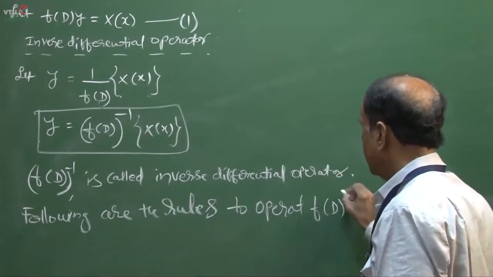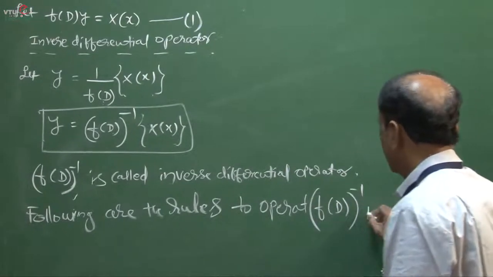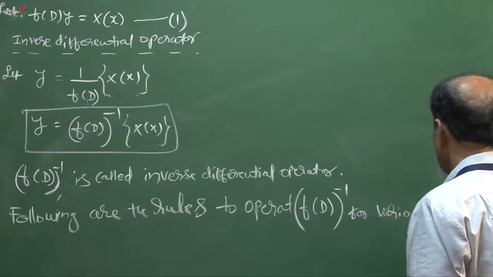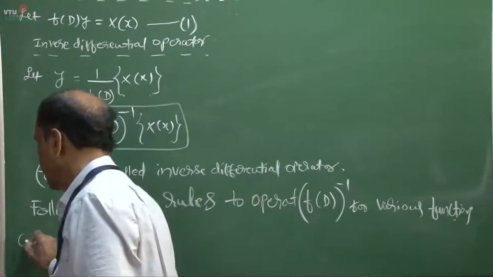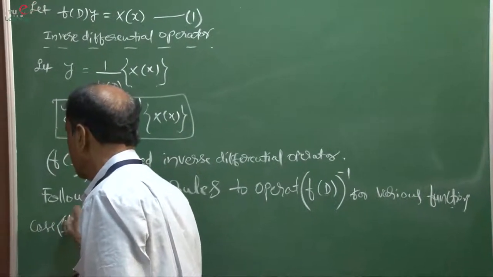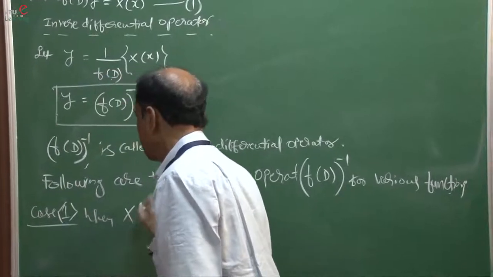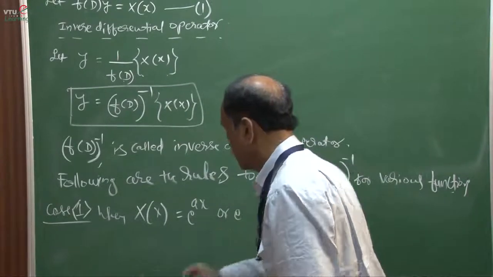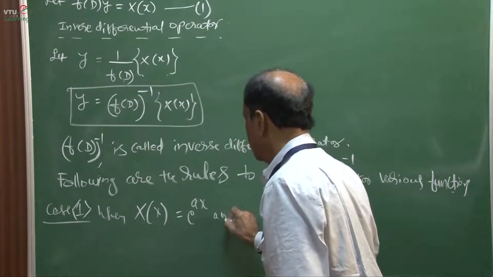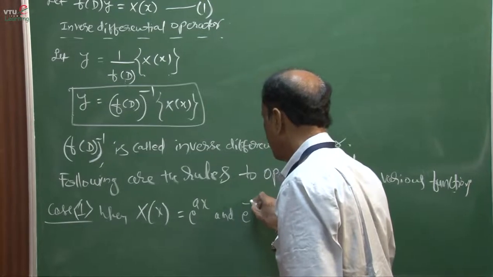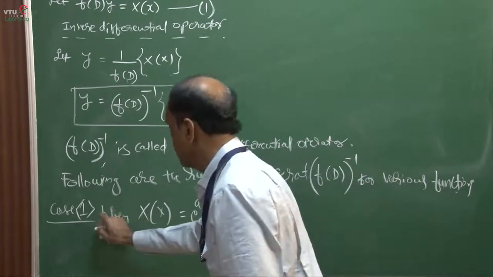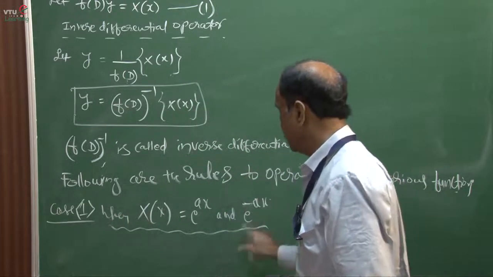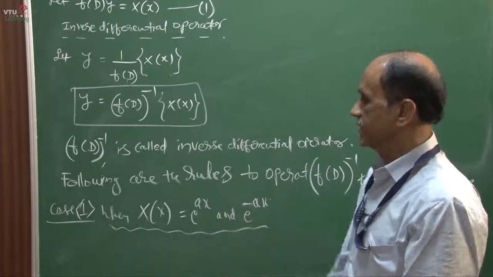To operate 1 by f of D to the power minus 1 for various functions. Case 1: when X of x is equal to e to the power ax or otherwise, because with the negative power I am taking, e to the power minus ax. This is the case number 1. And most of the examples you will find in terms of the exponential form, any one of these kinds.